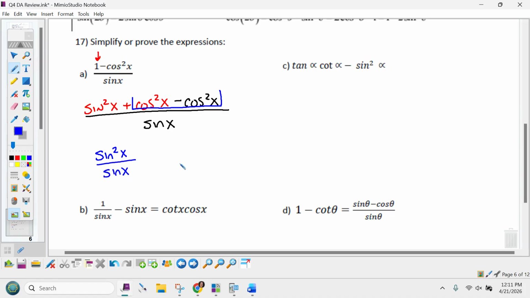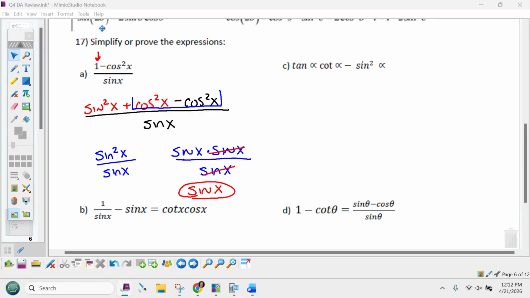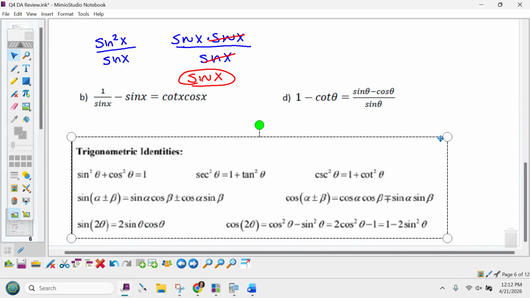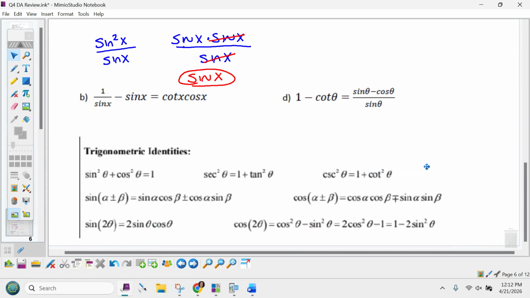If you are stuck on how to simplify that fraction, you can think of it as sine x times sine x divided by sine x. And sine divided by itself is 1. So our final answer is sine of x. Okay, let's try B.